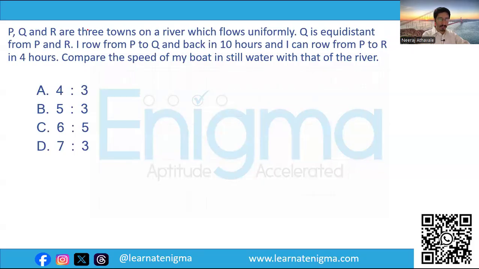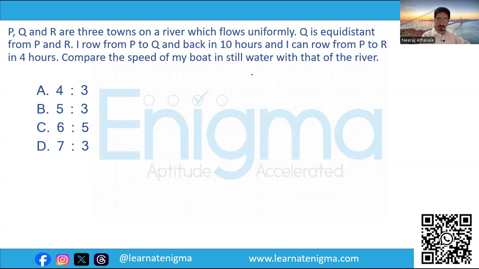P, Q, and R are three towns on a river which flows uniformly. Q is equidistant from P and R. I row from P to Q and back in 10 hours. And I can row from P to R in 4 hours. Compare the speed of my boat in still water with that of the river.